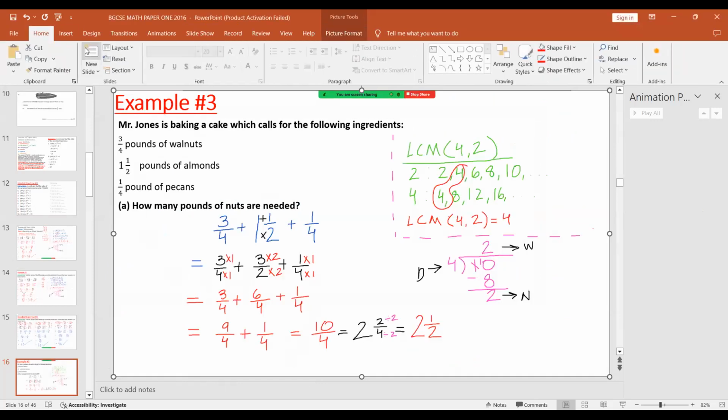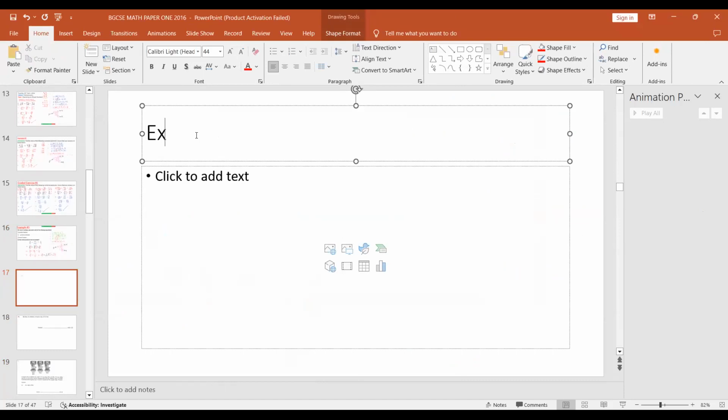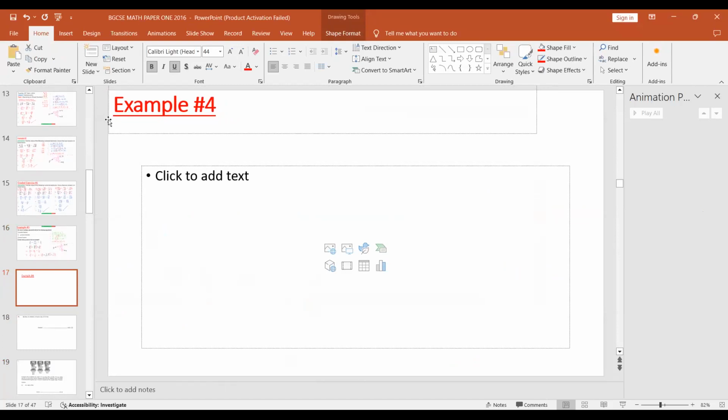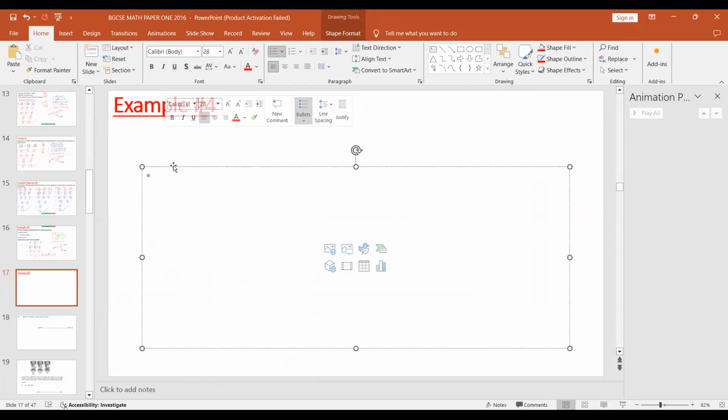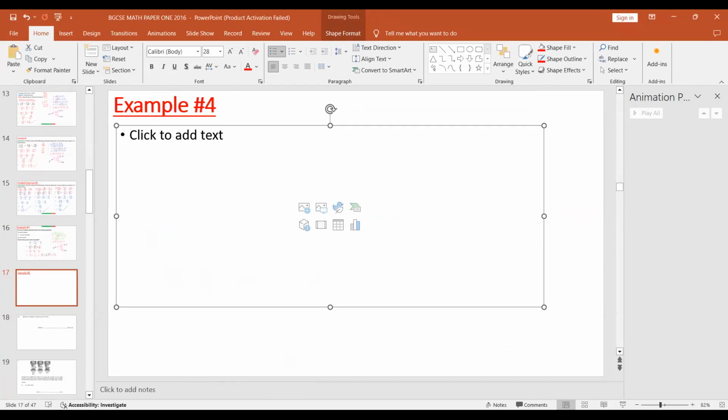Okay, good. So example number 4. That one was just a word problem, looking at how we attack word problems when it comes to operating on mixed numbers. Like what if we have a word problem and we have to find the sum? All you have to do is add them up to get the sum of it.